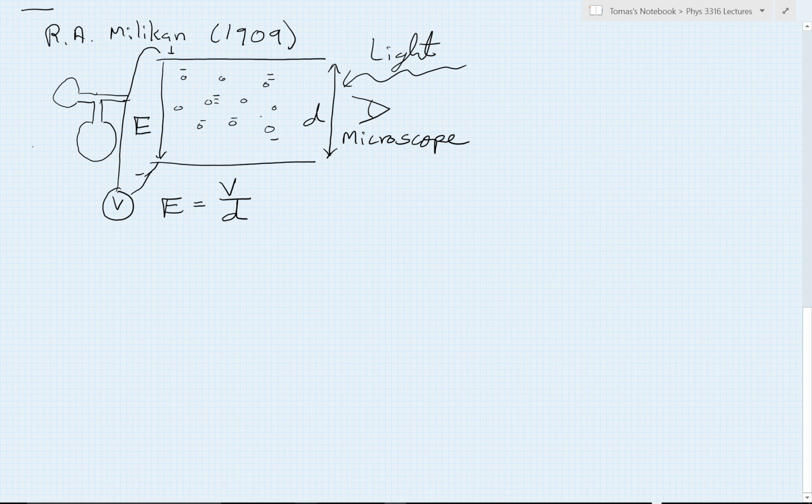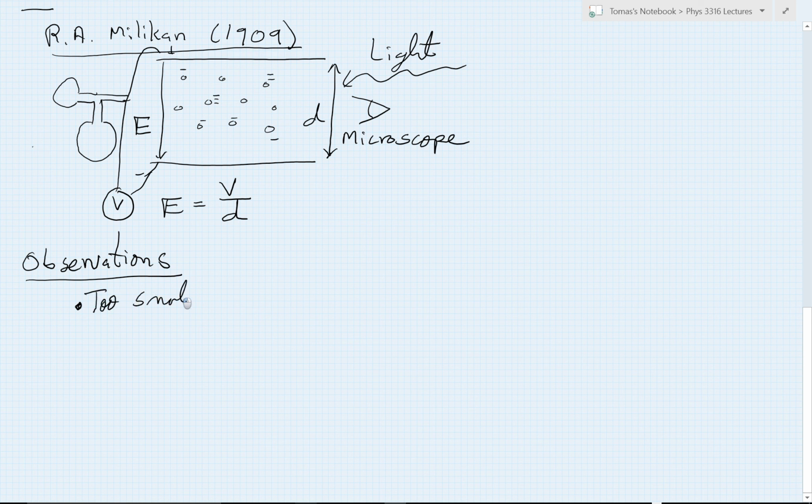Now, a few key observations come out of this experiment, a few things that we really need to know. The first thing to know is that these are extremely small droplets, so that even when you look at them in the microscope, you can't see how big they are. All you see are little shimmering dots in the air. So the drops are too small to actually see or measure the radius of the drops.